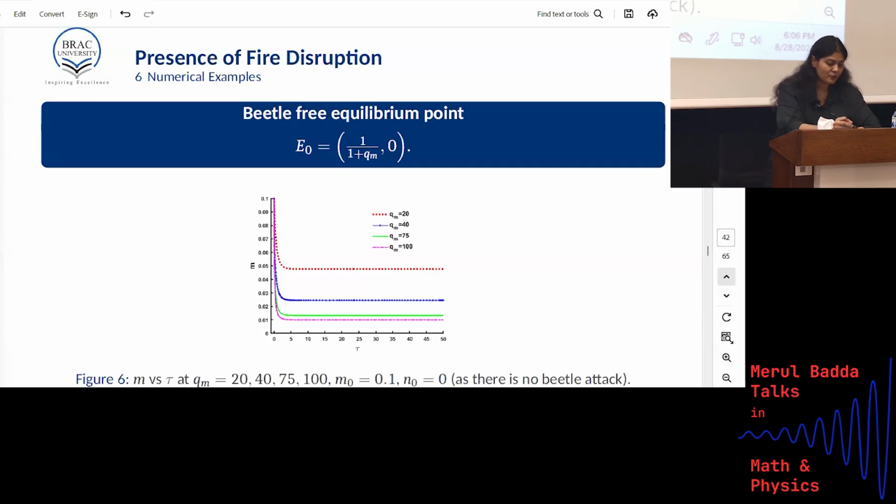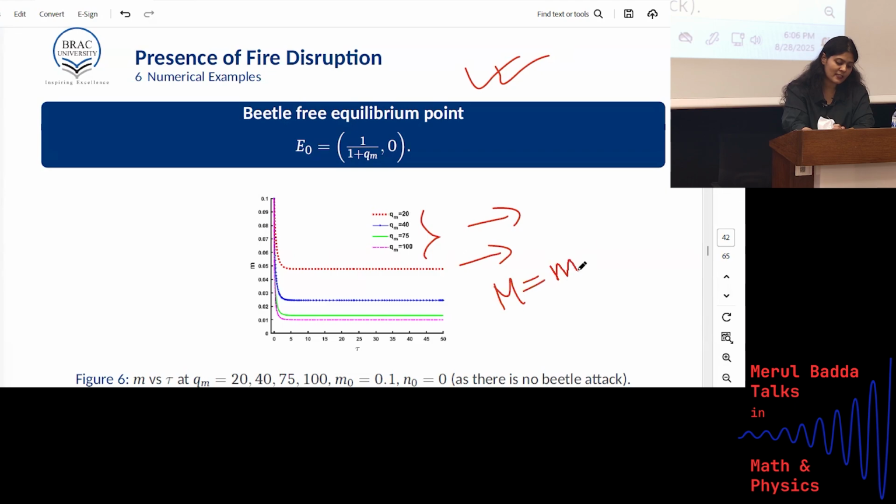Next, the presence of fire disruptions where there is no harvesting effect in our model. QM represents the death rate of the trees for the effects of fires. Similarly, as we increase the value of QM, the value of M decreases, so the capital letter M also decreases. So the density of trees decreases.